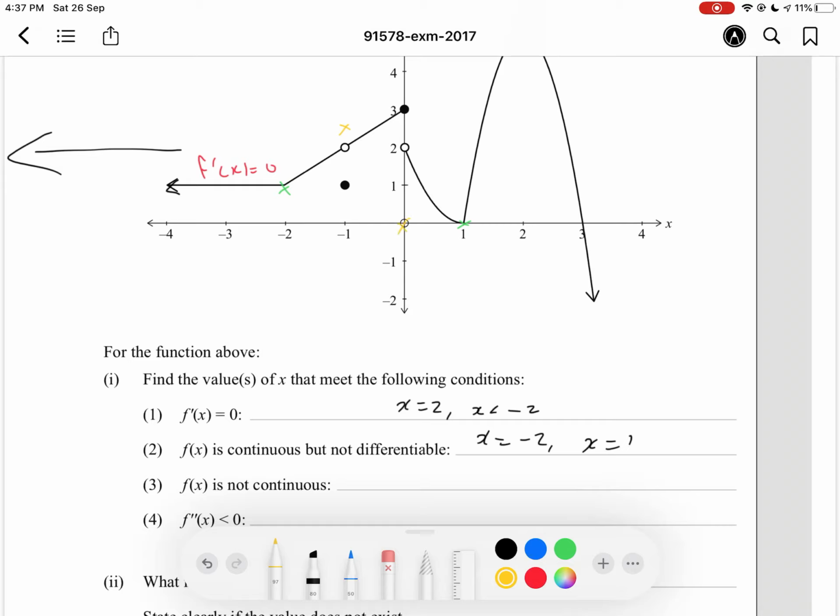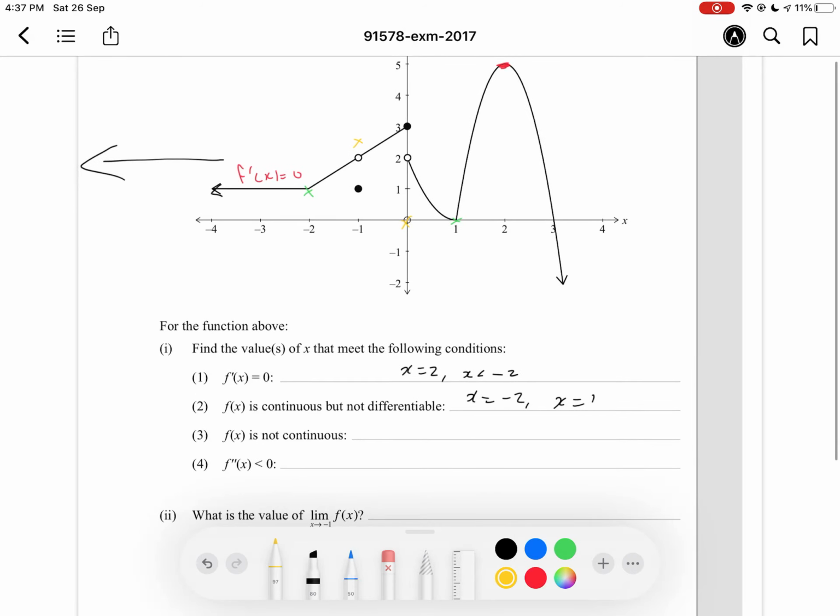This also happens at x equals 0, and as you can see here, the value of f of x at x equals 0 equals 3. So therefore, we're going to have x equals negative 1 and x equals 0.